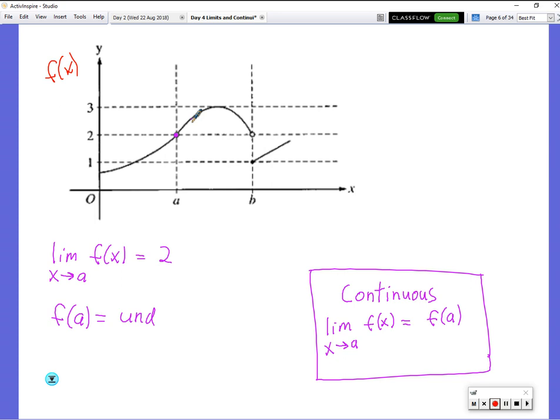Was that your question? For some reason, in my mind, I just thought that if the limit was approaching what the hole was, then it's like continuous. And I was like, wait, what?